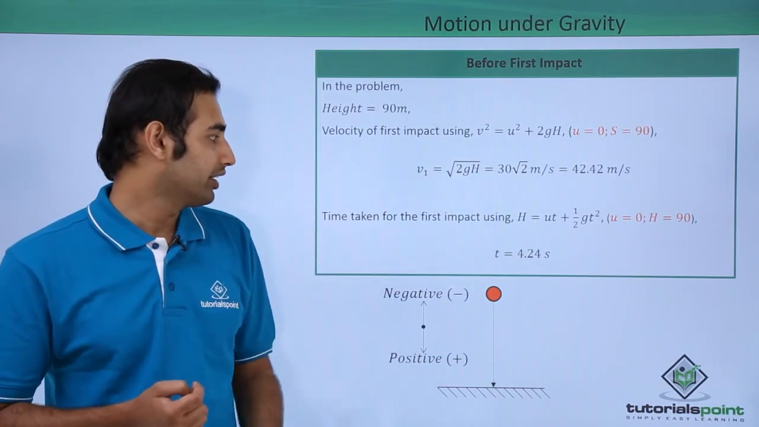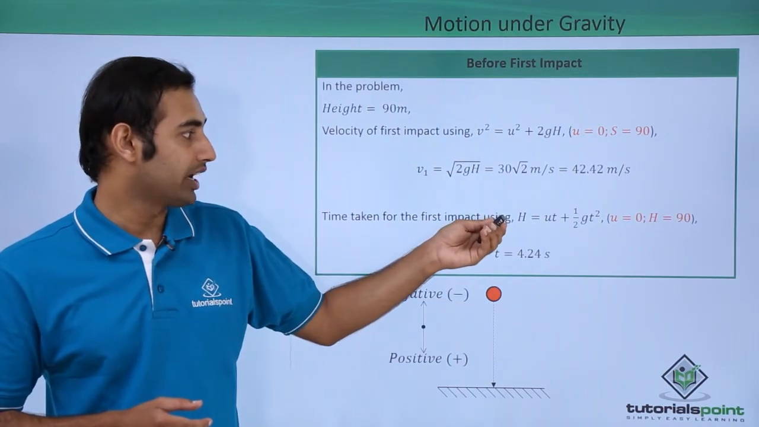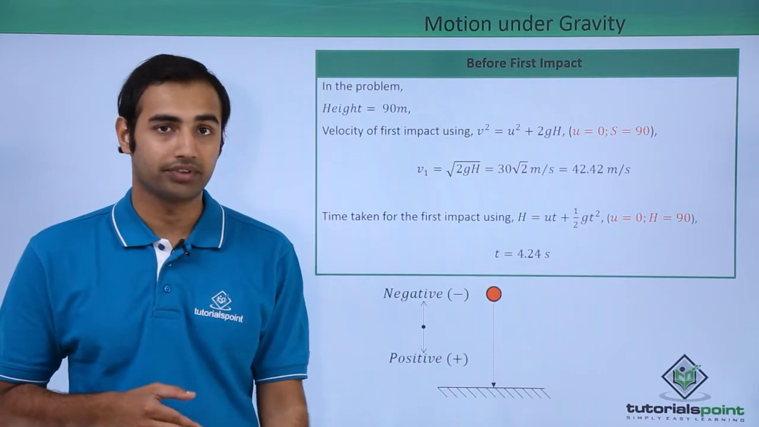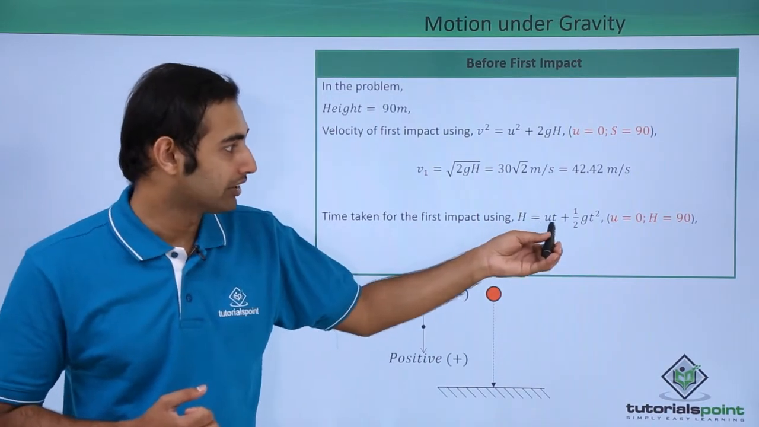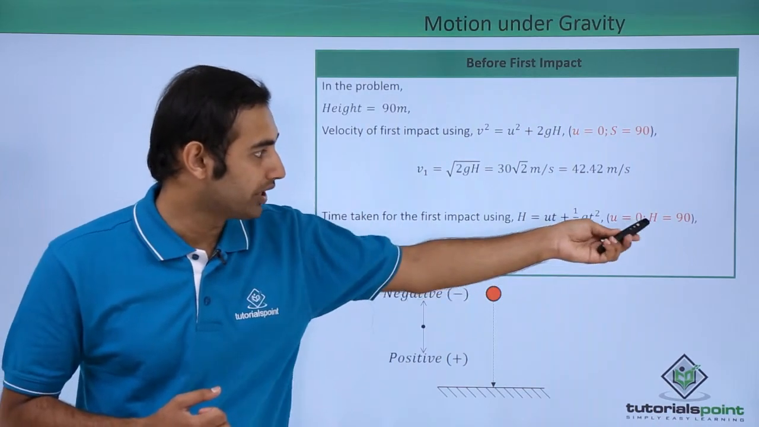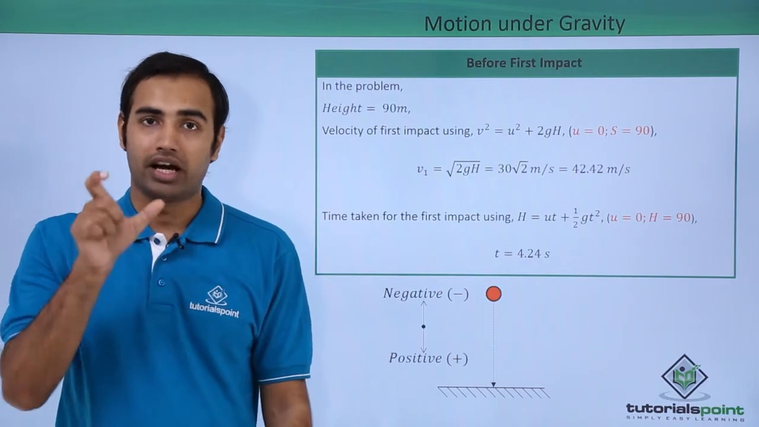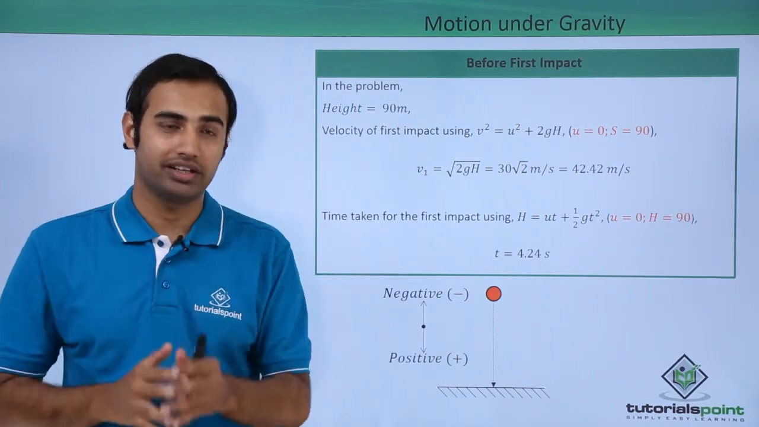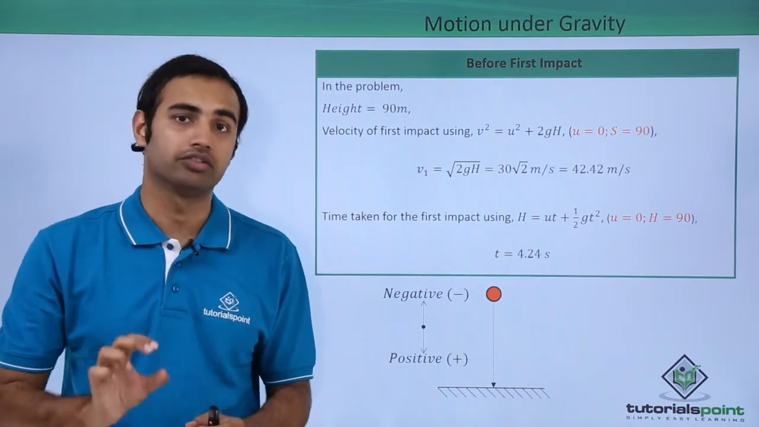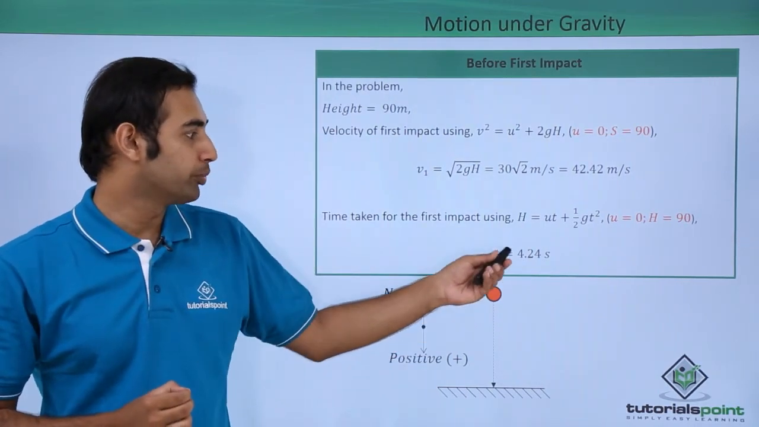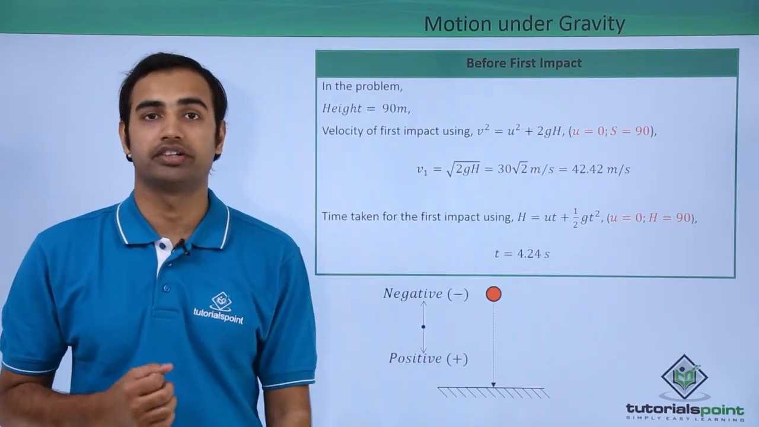Now once I've obtained that, I am interested in calculating the time taken, which can be calculated using s is equal to ut plus half gt squared, plus g because downward is taken as positive. If I calculate time using this, u has to be 0 and s has to be 90, t comes out to be 4.24 seconds. Now remember, I have to plot the graph for the first 12 seconds, and the first 4 seconds have already been accounted for. The ball hasn't even hit the floor, right? So it takes 4.24 seconds to come down and hit the floor. It hits with a speed of 42.42 meters per second.